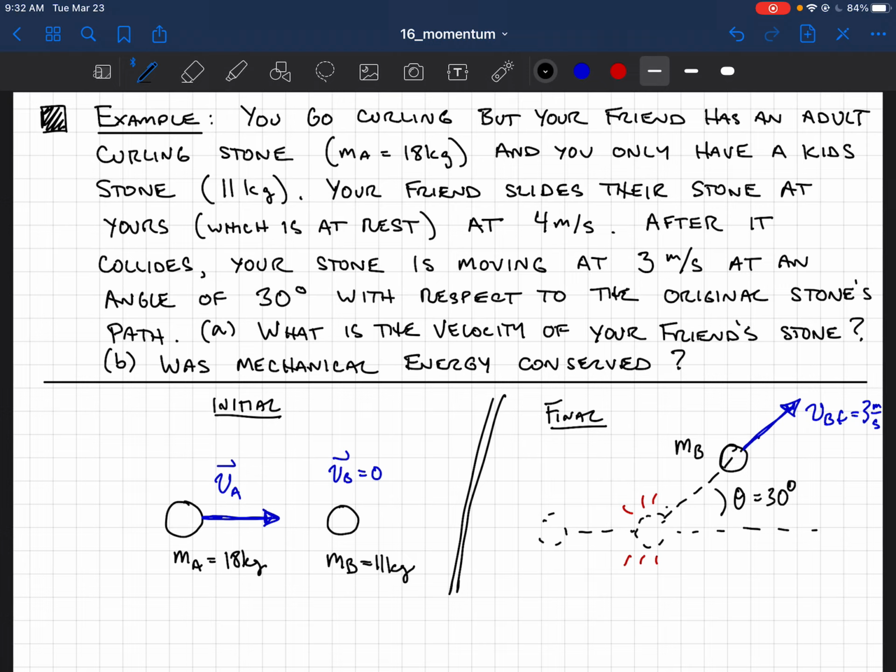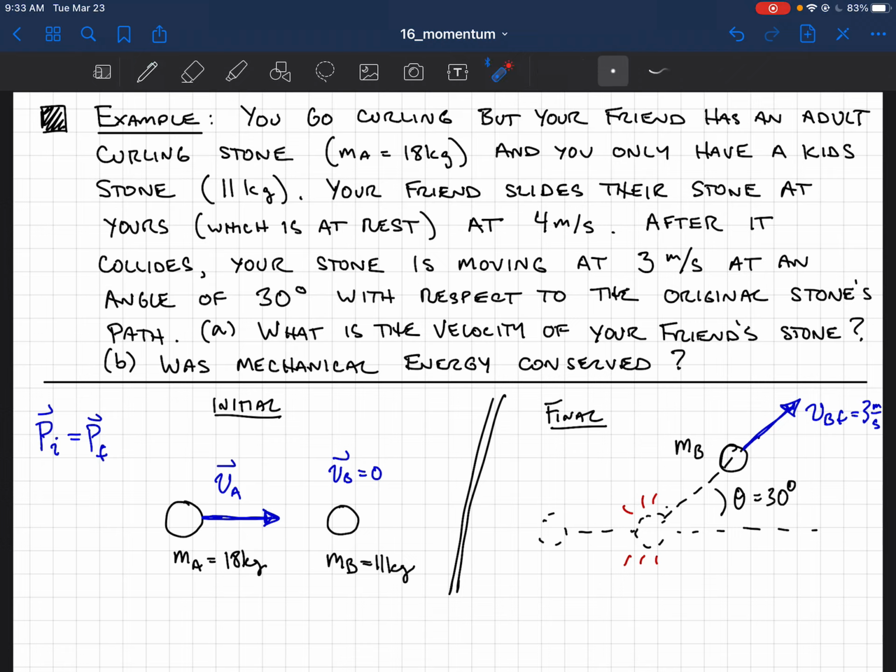And we want to know exactly where does the other stone go. The question is, what is the velocity of your friend's stone after the collision? Well, remember, momentum initial is equal to momentum final. Now that's going to be allowed as long as there are no external forces in the system, and we'll verify that in a second.